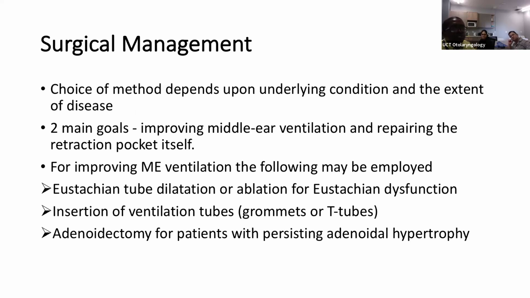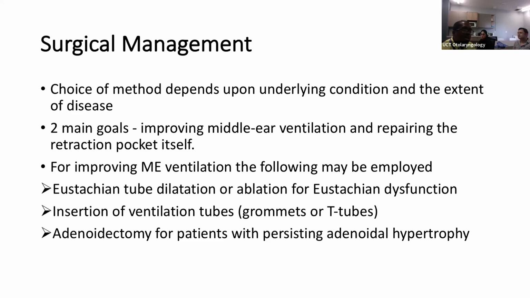Beyond this will be surgical management, and the choice again depends on the underlying condition and the extent of the disease. So the main goals would be to improve middle ear ventilation and repair the retraction pocket itself. For improvement of the middle ear ventilation, we can employ eustachian tube dilatation methods, insertion of ventilation tubes, grommets or T-tubes, and adenoidectomy for patients with persistent adenoidal hypertrophy.